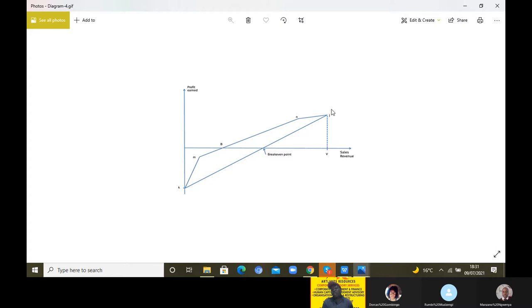So what you are doing is you are plotting cumulative revenue, which is on the horizontal axis, and cumulative profit on the vertical axis. The first point, as I have said, is to assume that if nothing is sold, your revenue is zero here, and your profit is equal to minus fixed costs, which is K. If you don't sell anything, you incur a loss. But when you sell M, you are now migrating from a loss into a profit, but M is not able to cover all fixed costs.